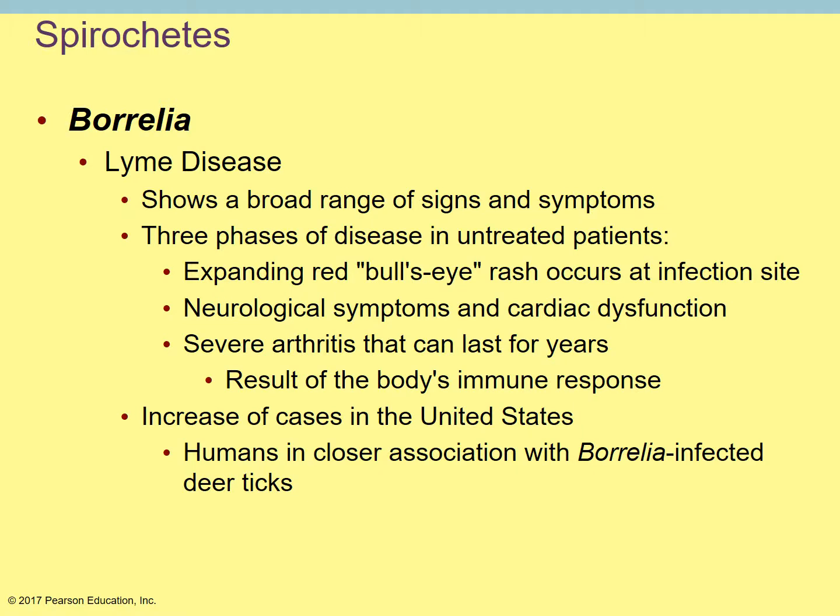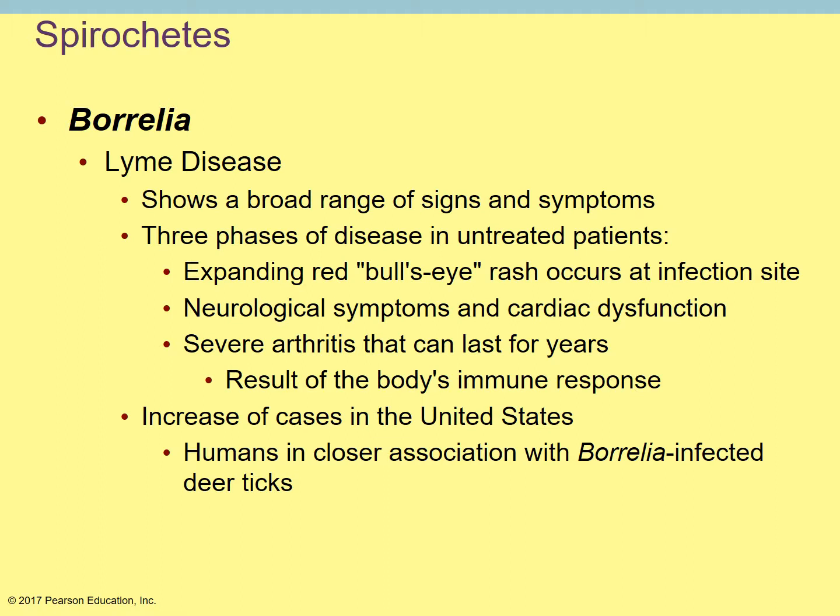It's the tick that is the vector. If you see that bullseye rash, that's going to be at the infection site, you need to start treatment as soon as possible. If left untreated, it can lead to neurological problems, cardiac problems, severe arthritis that will last not for days, but for years. It can have a detrimental effect on the immune response. We are seeing an increase in the number of cases of this in the United States.